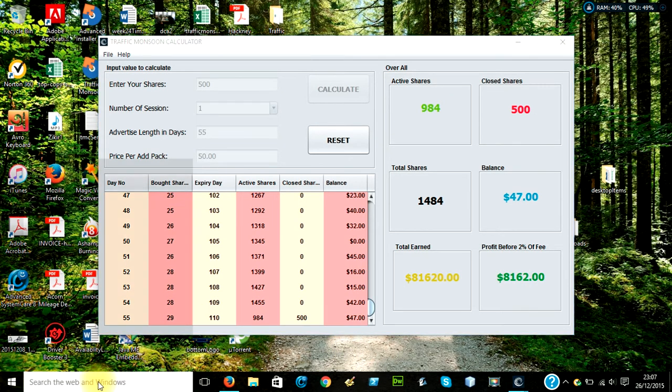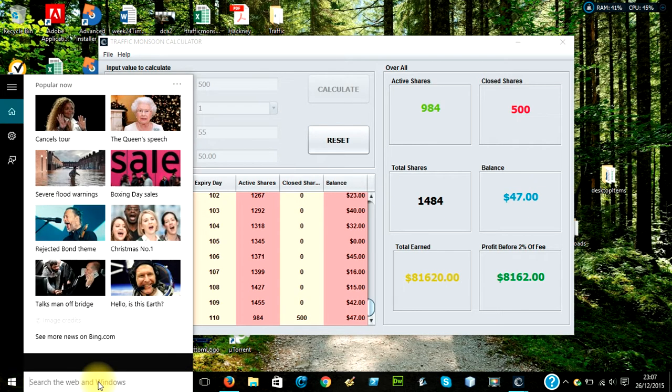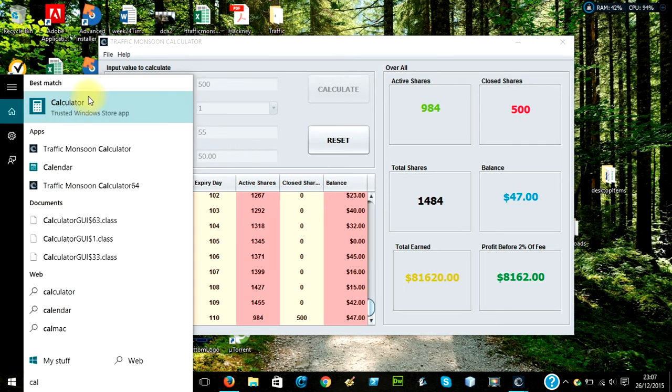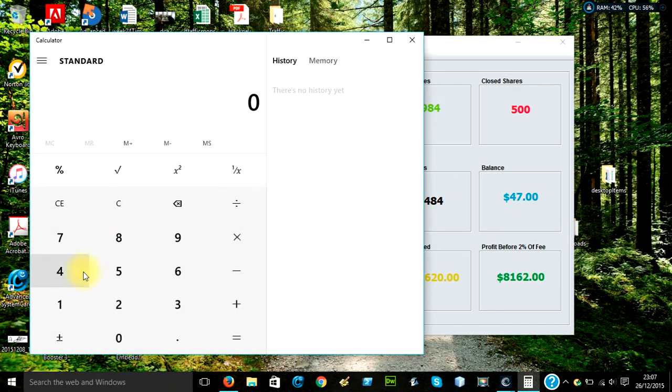Let's calculate using the calculator. If we type 8162 times 0.02, the 0.02 means 2%. If I say equal sign, it gives $163.24. This is the fee you're going to pay to the buyer. The buyer may be PayPal, Payza or Solid Trust, whoever you used.